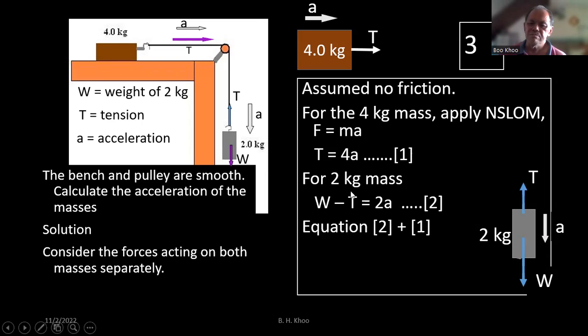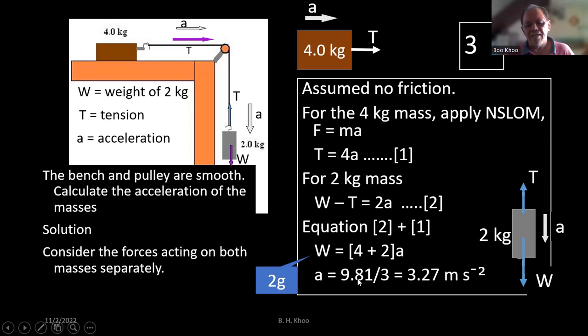You can put your T into here, or you can add the two together. W equals 6A. Remember your W in this case is 2G. To calculate A, it's 9.81 divided by 3, which is 3.27. That is, 2 times 9.81 divided by 6. That's why you get 9.81 divided by 3.